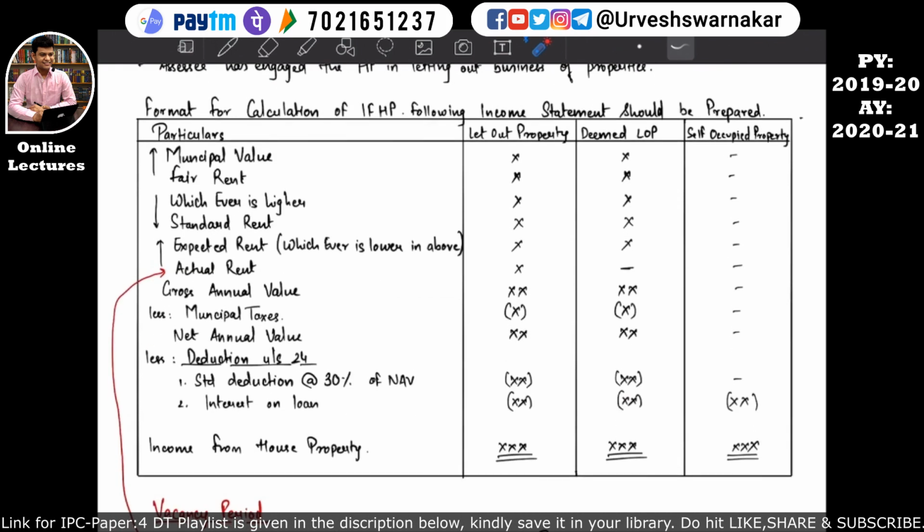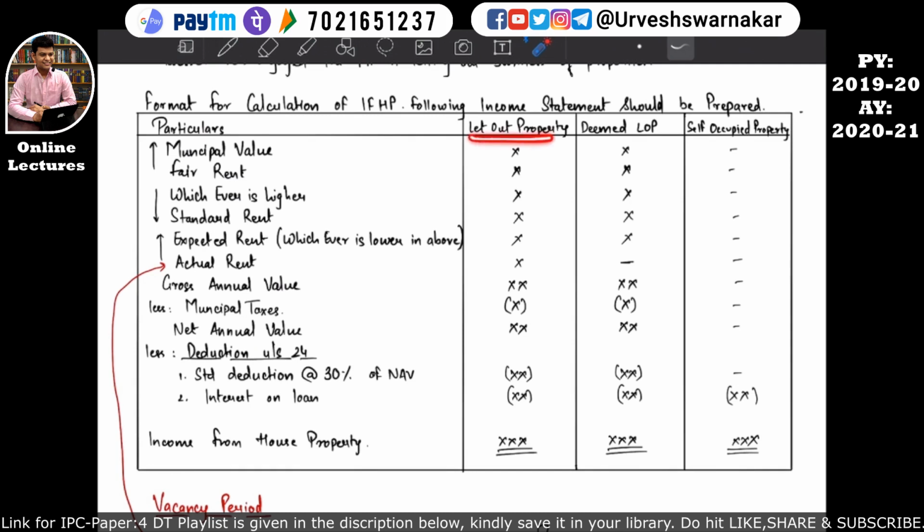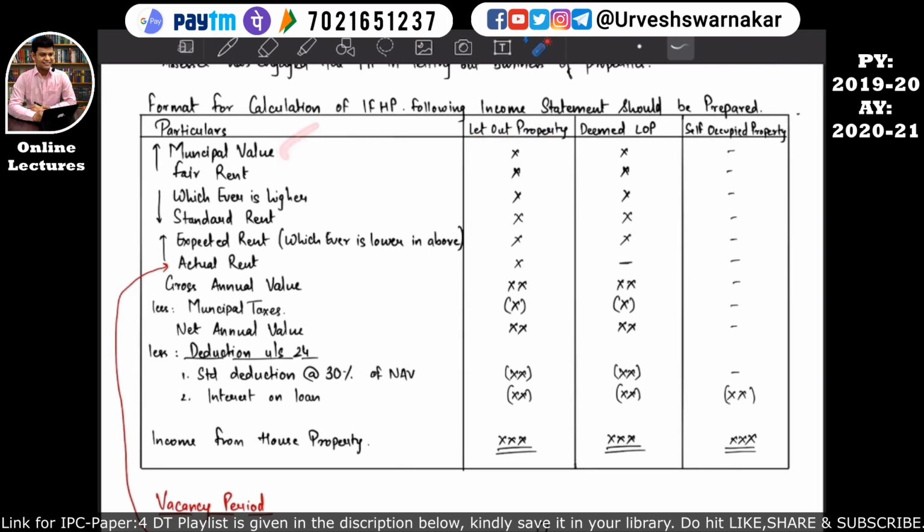And we have studied our format. Our format says that if an assessee has not let out his house property and the assessee is having more than two house properties, then there is a bifurcation of self-occupied house property and deemed let out property. So if an assessee has let out his house property, we need to calculate the expected rent with the help of this format, which says that municipal value compared to fair rent, whichever is higher, we need to mention it over here, and we need to compare it with the standard rent, and whichever is lower out of these two will be considered as the expected rent, and the expected rent will be compared with the actual rent.